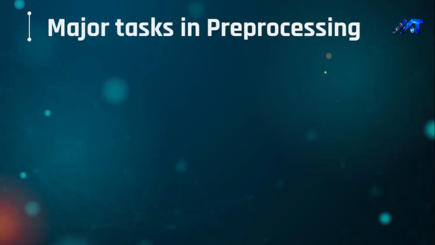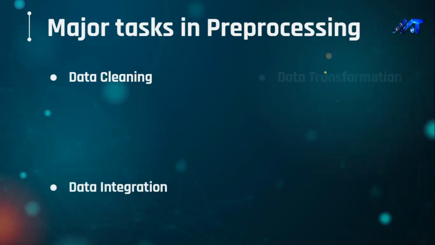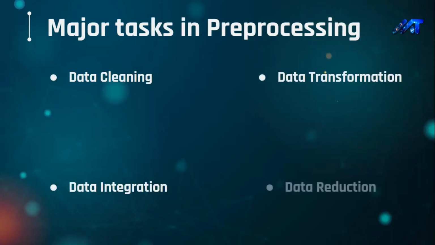There are four major tasks in pre-processing: data cleaning, data integration, data transformation, and data reduction. In the upcoming videos, we will look closely at all of them one by one.